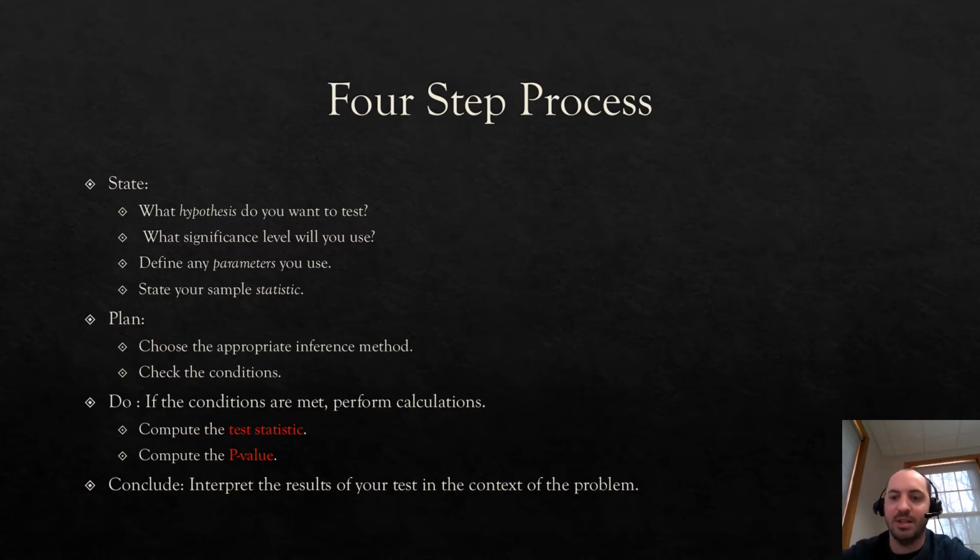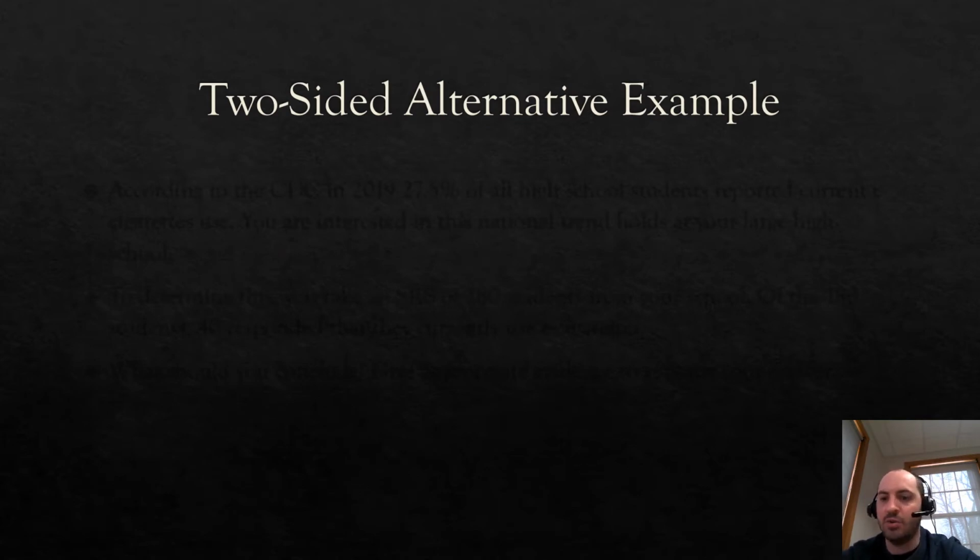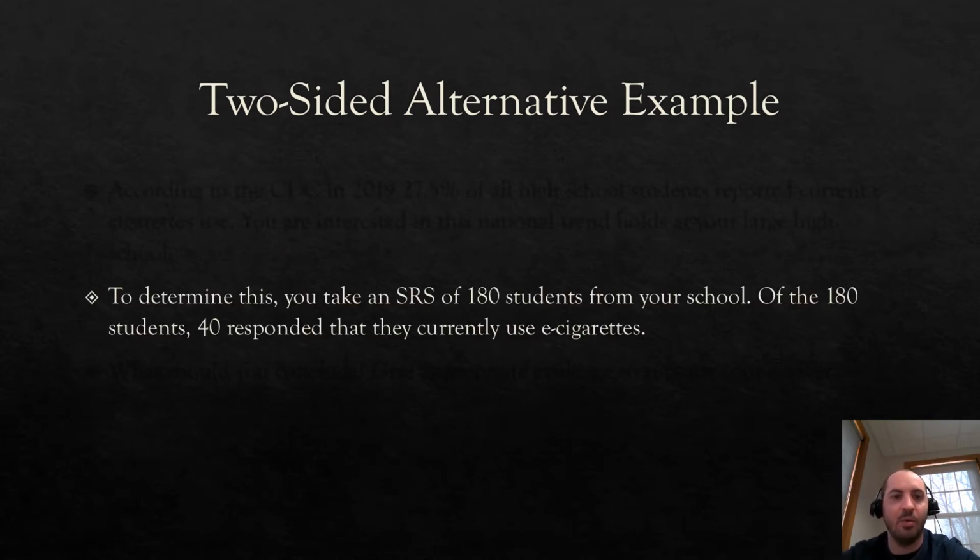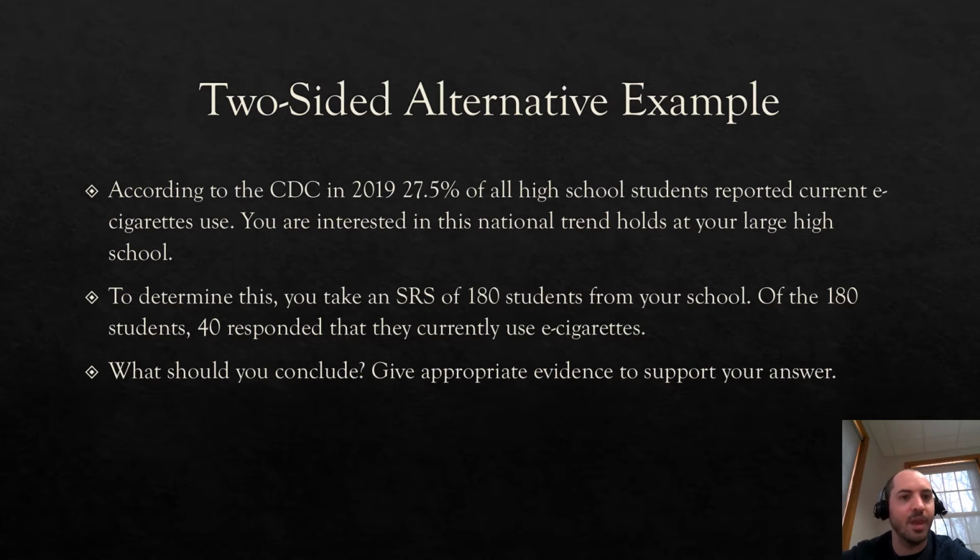So let's jump into an example. For our two-sided alternative hypothesis example, we have the following, and the order of these is wrong. According to the CDC, in 2019, 27.5% of all high school students reported current e-cigarette use. You are interested in if this national trend holds at your large high school. To determine this, you take a simple random sample of 180 students from your school, and of those students, 40 responded that they currently use e-cigarettes. What should you conclude? Give appropriate evidence to support your answer.